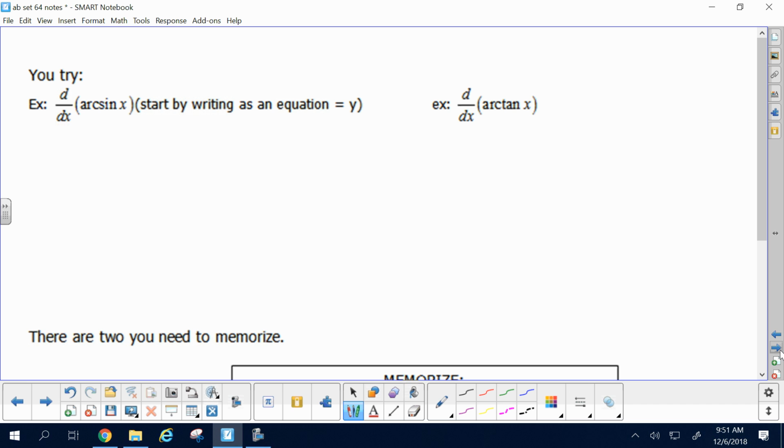You try, please. Would you take the derivative of arc sine of x? You might start by writing it as y equals arc sine of x so it can be rearranged. These are the two big ones. Do these two, work with your method, amigos, and then we'll move on.